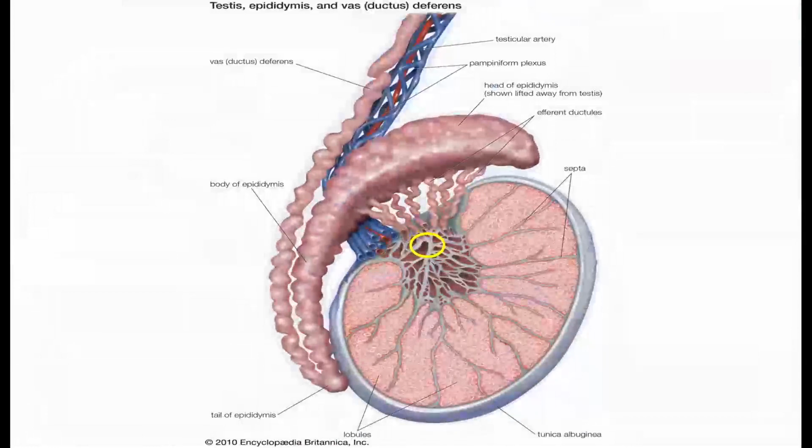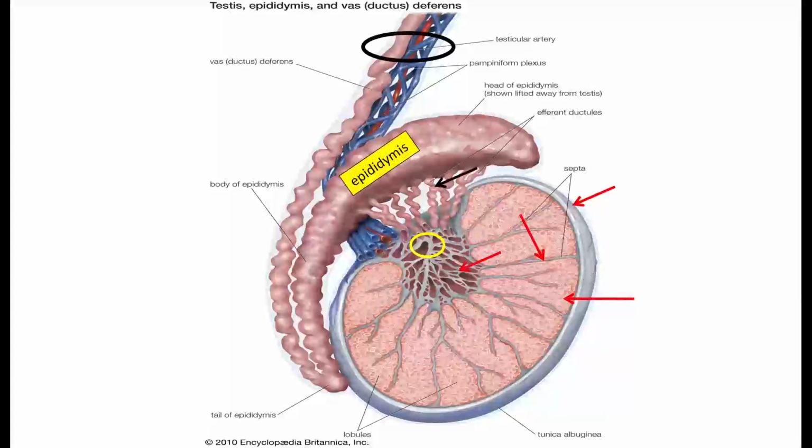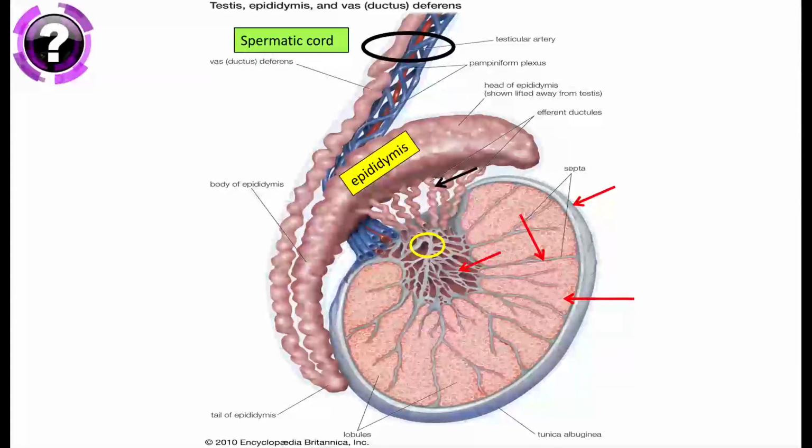This diagram shows the testis, the epididymis, and the different parts of the details of the testis. This figure is left to you to identify these structures, and it is a good exercise to confirm and understand the structure of the testis.